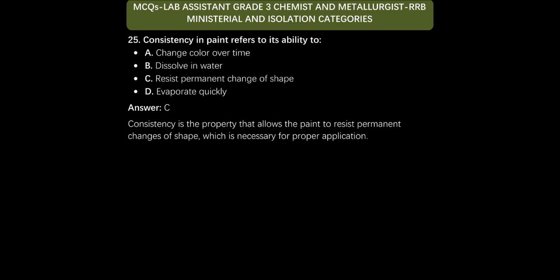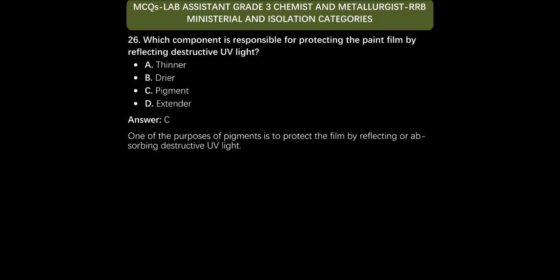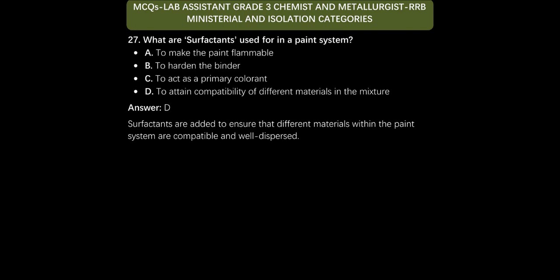Consistency in paint refers to its ability to, option C, resist permanent change of shape. Which component is responsible for protecting the paint film by reflecting destructive UV light? Option C, pigment. What is a surfactant used for in a paint system? Option D, to attain compatibility of different materials in the mixture.